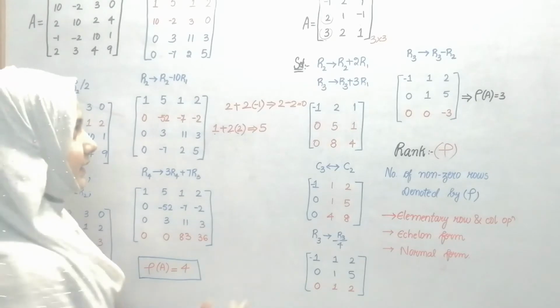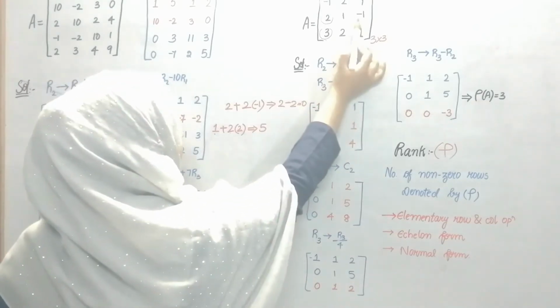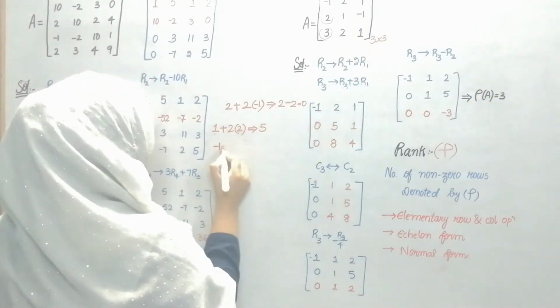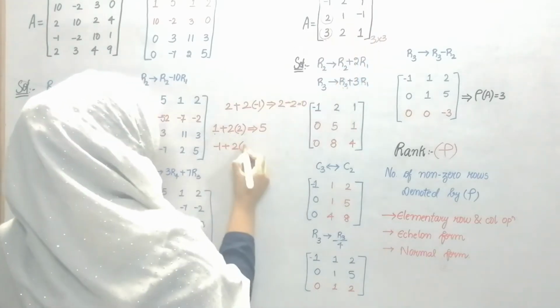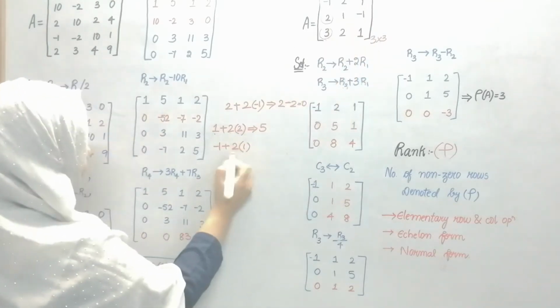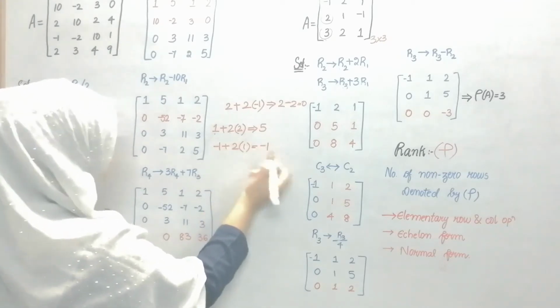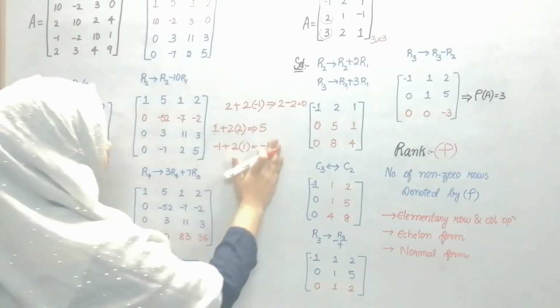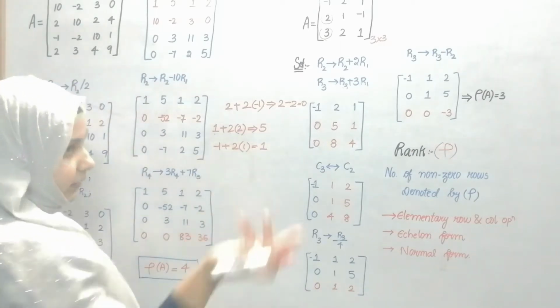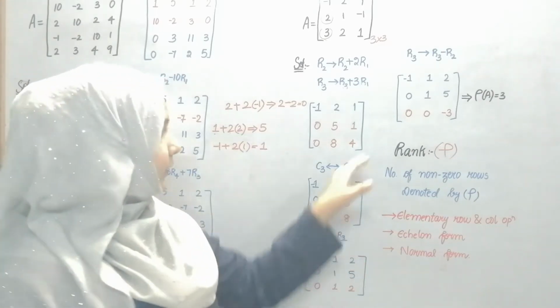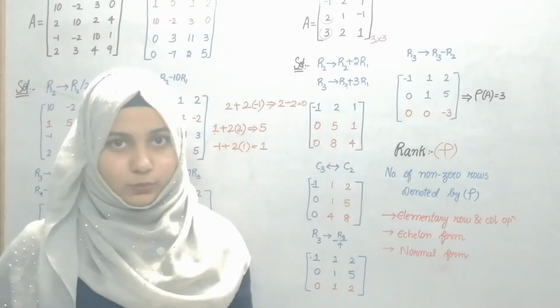Clear? Next, similarly, row 2 ka third element is what? -1. -1 plus 2 into what is row 1? 1. So this is 2 ones are 2. 2 minus 1 is +1 because the bigger number is having the plus sign, so +1. Get it? So +1. Understood how?